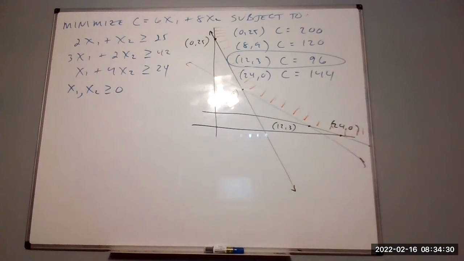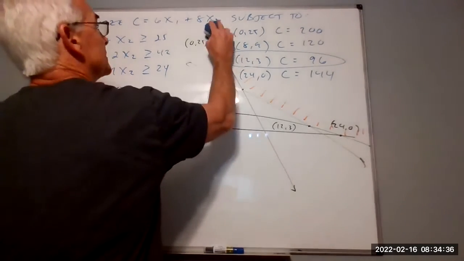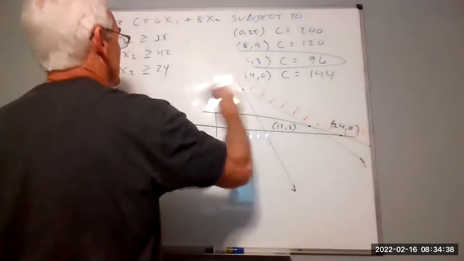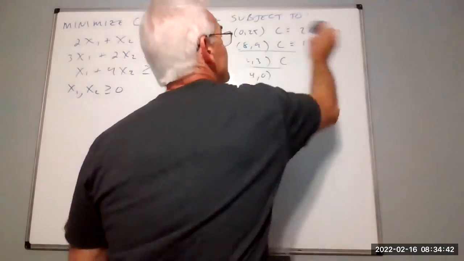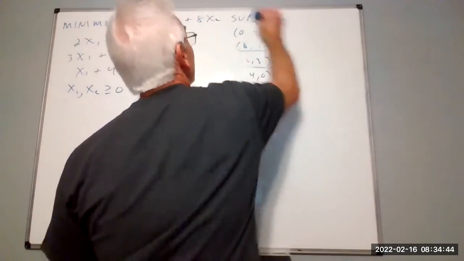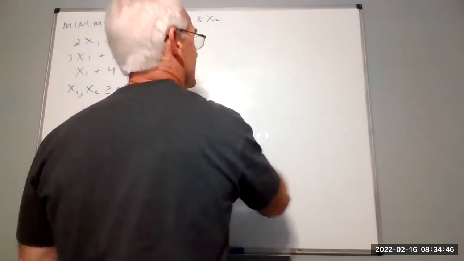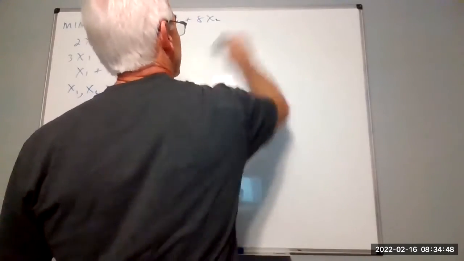Problem is, these inequalities are going in the wrong direction. So let me erase this because I no longer need my picture. Remember the answer, 12 and 3, and we got a cost of 96. That's very important, because hopefully that's the answer we're going to get.